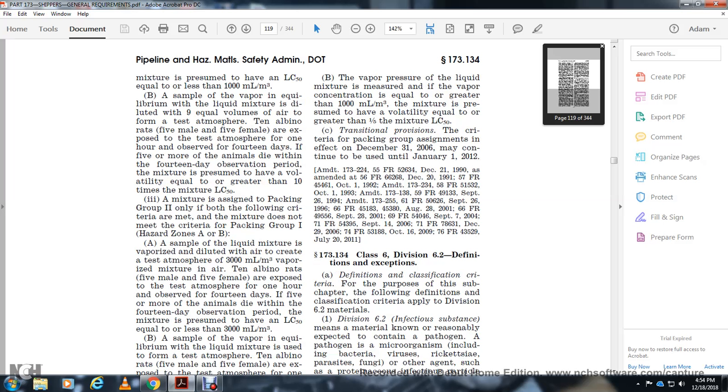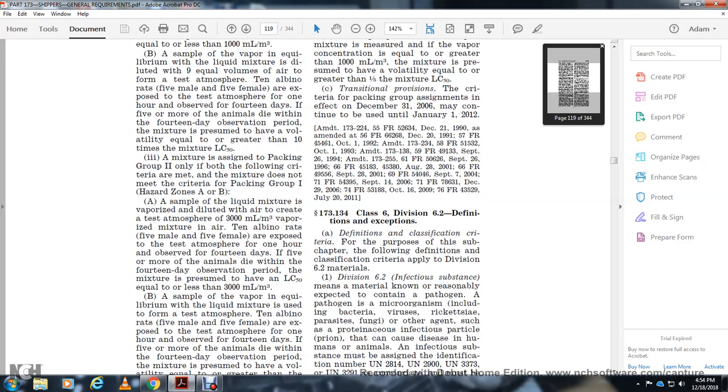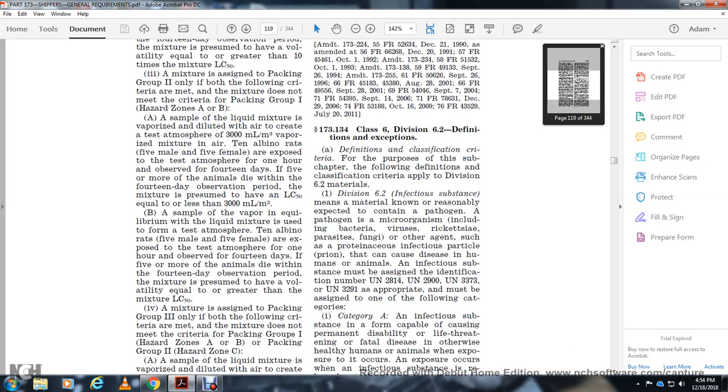A sample of the liquid mixture is vaporized and diluted with air to create a test atmosphere of 3,000 milliliters per meter cubed. The vaporized mixture in air is given to 10 albino rats, 5 male and 5 female, exposed to the test atmosphere for 1 hour and observed for 14 days. 5 or more animals died within 14 days of the observation period, with the mixture presumed to have an LC50 equal to or less than 3,000 milliliters per meter cubed.